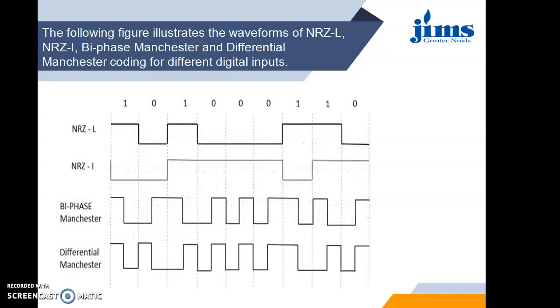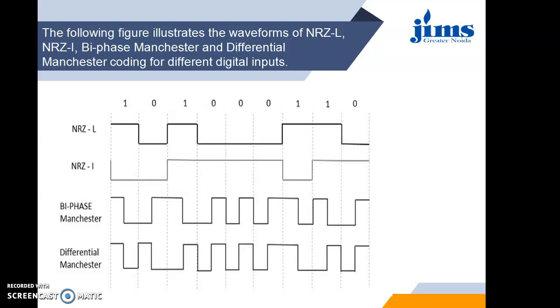To understand these two cases very well, first is the biphase Manchester. Here the binary data is 1, so the 1 will start from positive and end at negative, and for 0 it will start from the negative voltage and go to the positive.